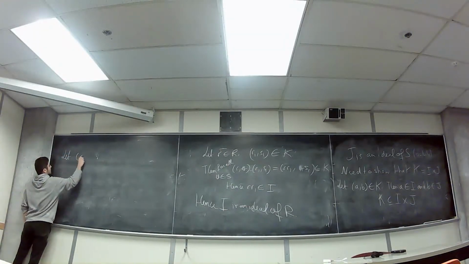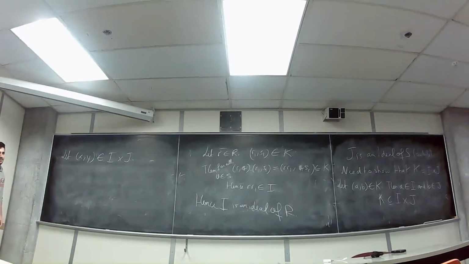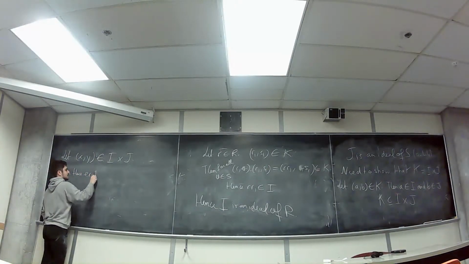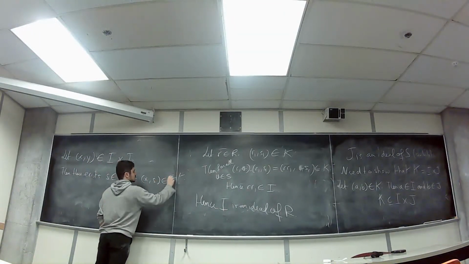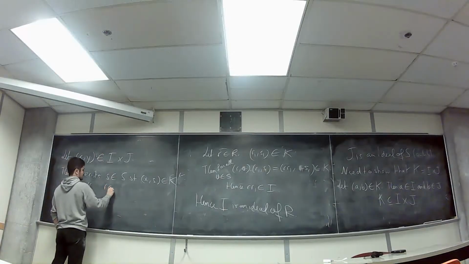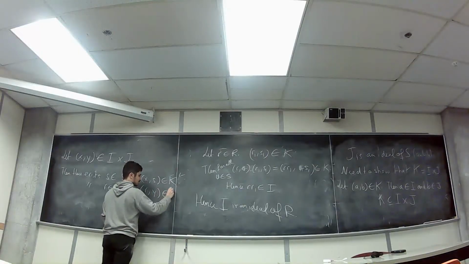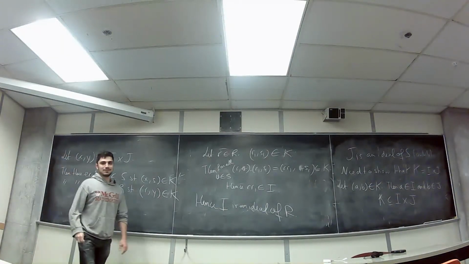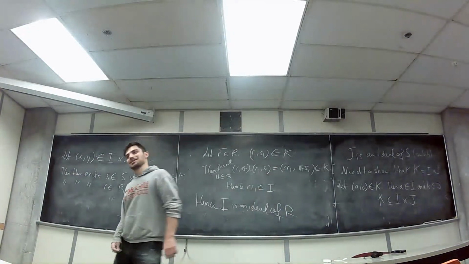Now let xy belong to I cross J. Then there exists s in S such that xs belongs to K. And there exists r in R such that ry belongs to K. Now, how do I finish this? Anyone can help here? How do I finish this?